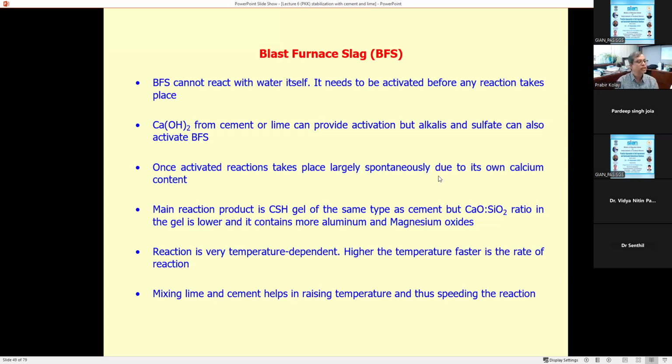Once the activated reaction takes place, it is largely spontaneous due to its own calcium reactions; it's a pozzolanic material. So you add water and lime, then the reaction starts. The main product, again the same as for lime or cement, is calcium silicate hydrate gel, and the calcium oxide and silicon oxide ratio is important. The reaction is temperature dependent: the higher the temperature, the faster the rate, and mixing lime or cement can help raise the temperature and speed up the reactions.